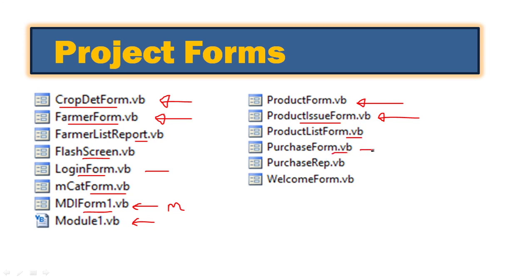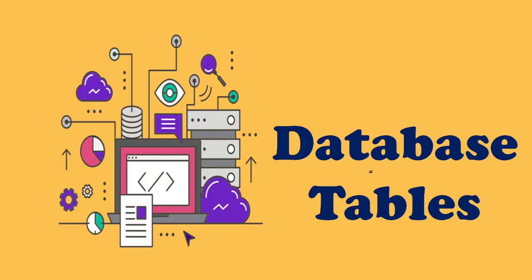Purchase form. Here we'll purchase the material from the farmer. That means whatever is grown, we'll purchase, and that comes under the purchase form. Purchase report and then welcome form. So these are the forms which come under this project.